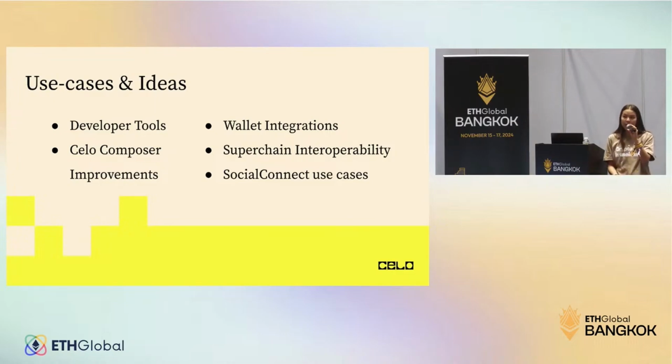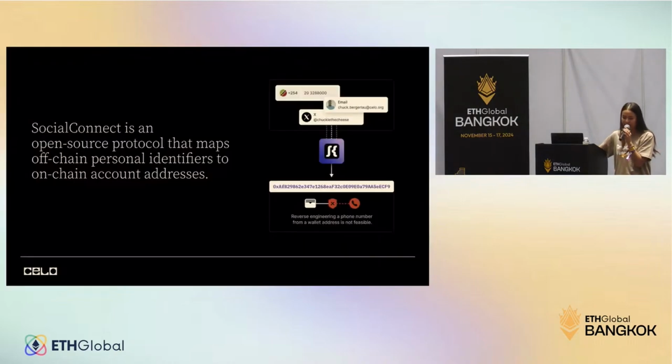Maybe you can integrate fee abstraction or Social Connect into different types of wallets. Superchain interoperability: if you are building on another Superchain, and oracles, try to figure out maybe Farcaster frames, how that can also be interoperable with Celo. And finally, some Social Connect use cases. And I'll dive into what Social Connect is.